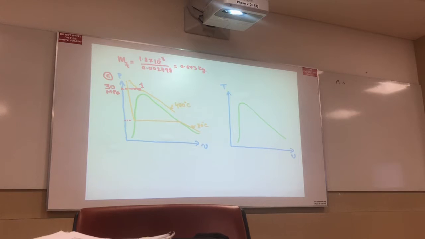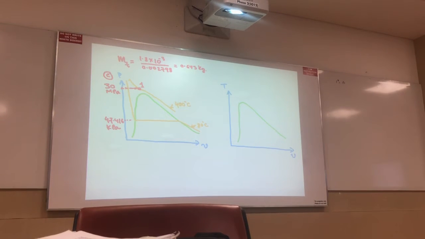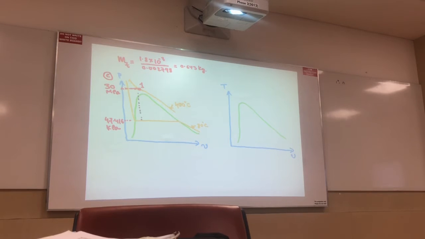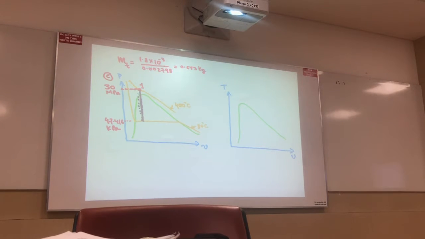47.416 kilopascal. So this is state 2. So how does the process go? Constant volume process, right? Okay? So 1 to 2.